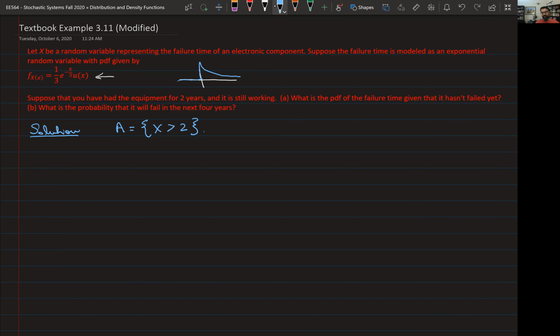And I'm measuring X in years. So the average is 3, which means the mean failure time is actually 3 years. Even though we've not talked about the mean yet, in some sense this is the average failure time. So the conditioning event is A, which is equivalent to capital X is greater than 2. Now, what is this equal to?